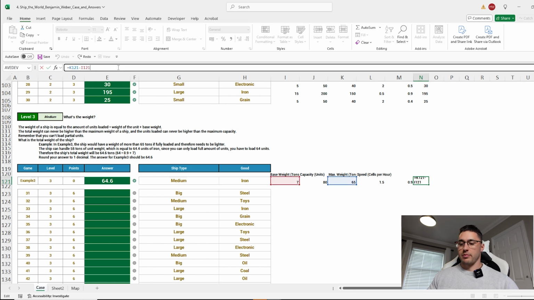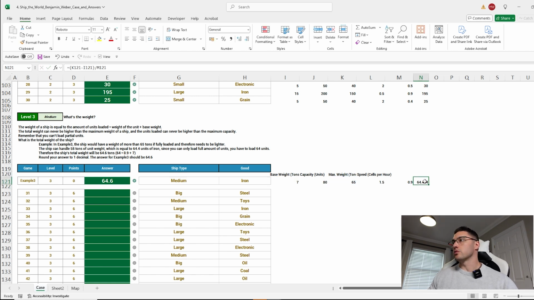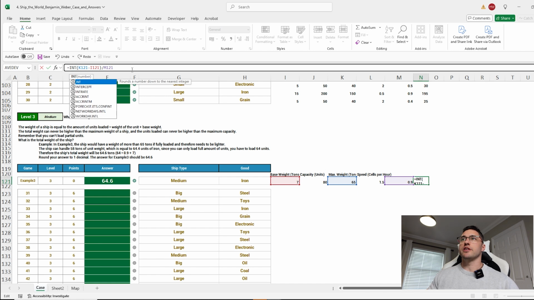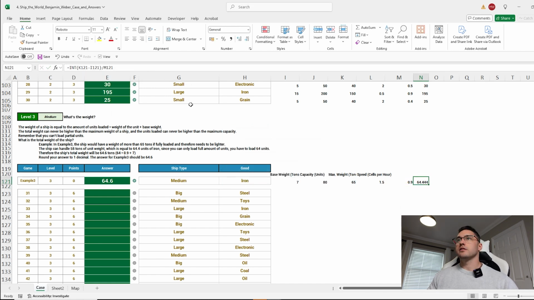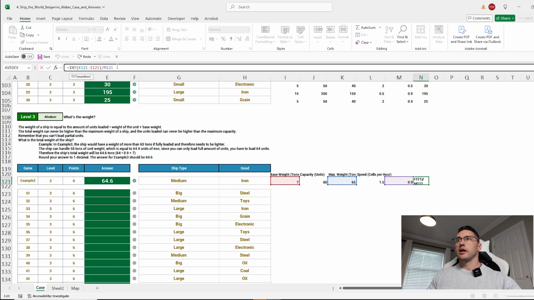We then want to divide that by the weight of the goods, and that's going to tell us the maximum number of goods we can put on board the ship. However, we can't have decimals there, so let's take it down to the nearest integer, which is the INT function. So we can fit 64 goods on this ship.